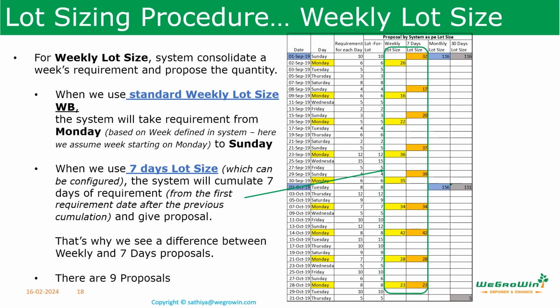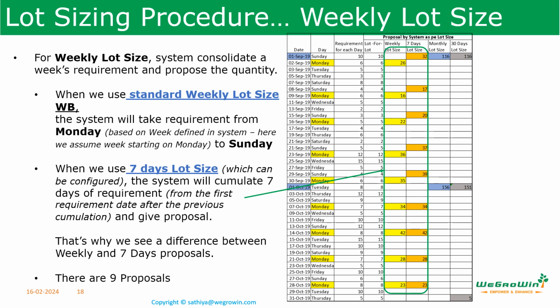Please take note, there is a lot size we can have like a dynamic one, which is 7 days. There is a difference between 7 days and weekly lot size. If we take weekly lot size, system will check what is our weekly calendar and what is the first day of that week. For example, this Monday to Sunday is the defined week. System will check Monday as the first day, so it will accumulate every requirement from Monday to Sunday and put it as a weekly requirement which has to be available on Monday.